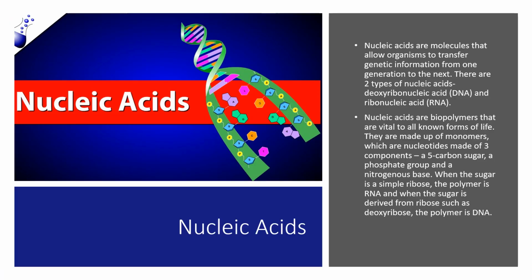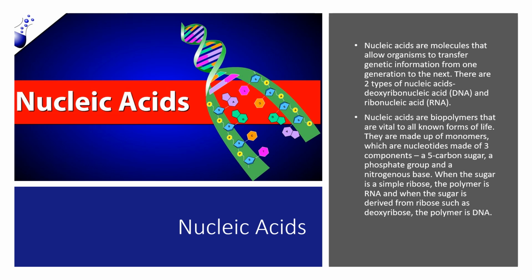So the next biomolecule that we will consider is nucleic acids. Nucleic acids are molecules that allow organisms to transfer genetic information from one generation to the next. There are two types of nucleic acids: deoxyribonucleic acid, which is DNA, and ribonucleic acid, which is RNA.